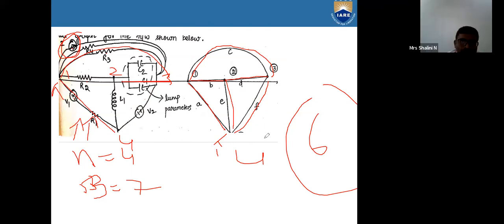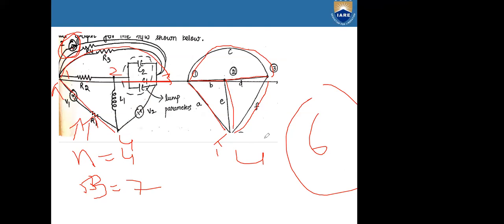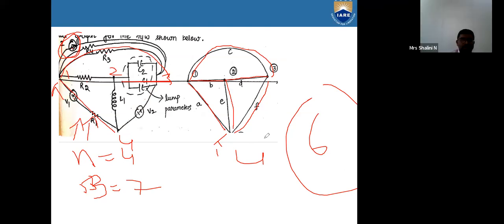No doubts? No, sir. Okay. Do all of you understand what the graph is? What is the main difference between the graph and electrical circuits? How can you identify the branch elements? When we convert an electrical circuit into graph theory, in the graph the branch elements will be equal or fewer. Why? Because of the current source.